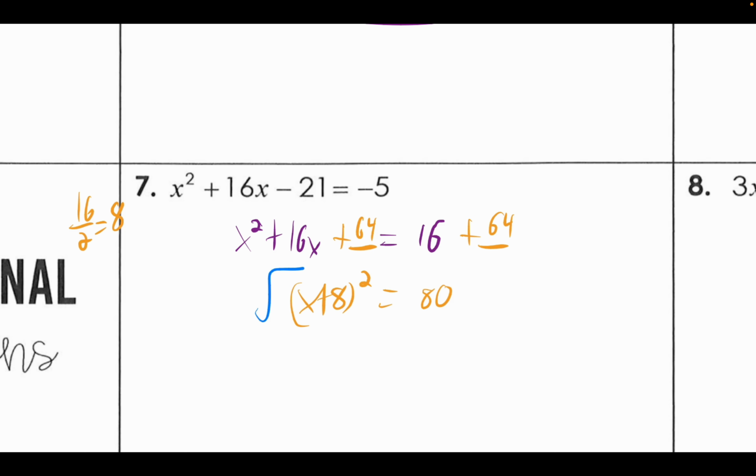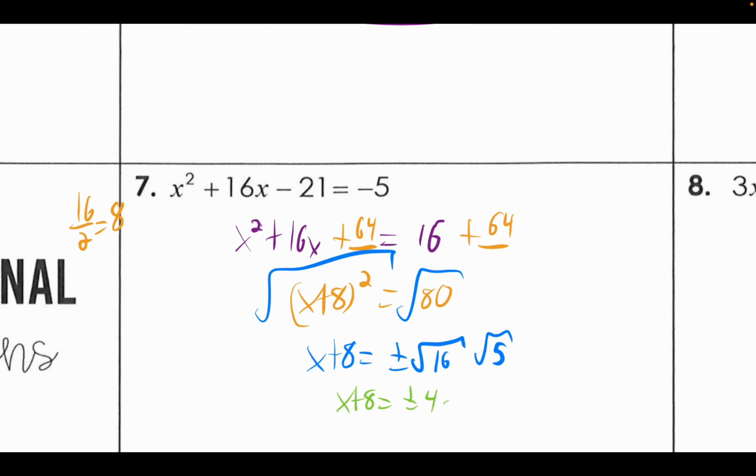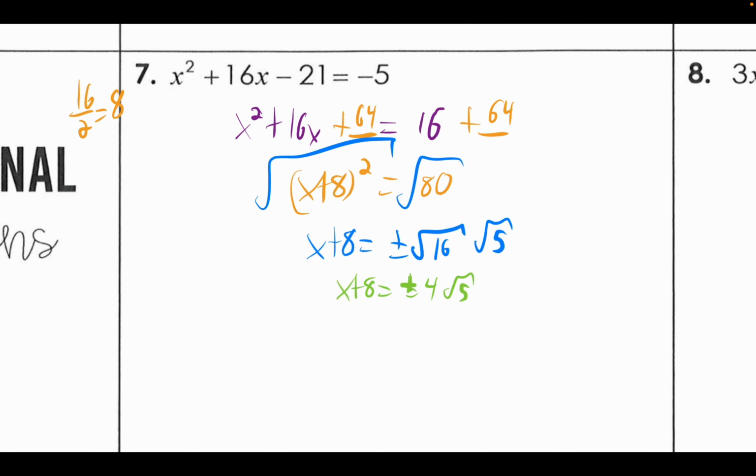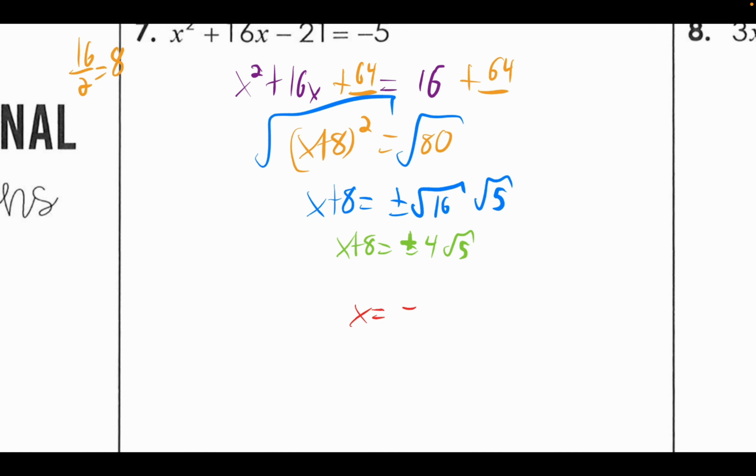Now, as I square root both sides, I get x plus 8 equals plus or minus the square root of 80, which I will go ahead and start simplifying into the square root of 16 times the square root of 5. Knowing that's plus or minus 4 square root 5, now I must subtract 8 from both sides, and I get negative 8 plus or minus 4 square root 5 as my answers.